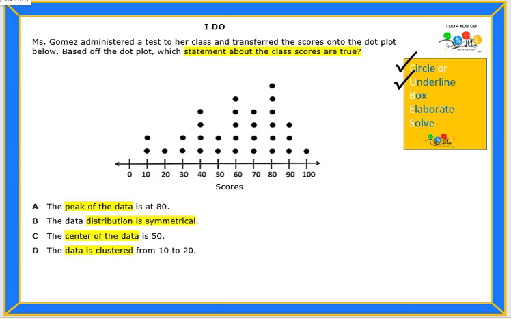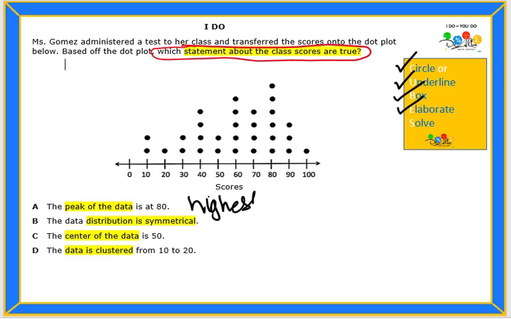Then we box our question. Which statement about the class scores are true? Next, we elaborate. Peak of the data is at 80. Peak, highest data.